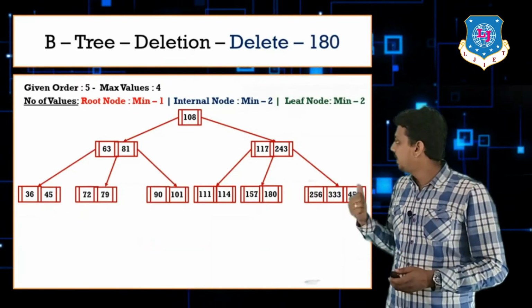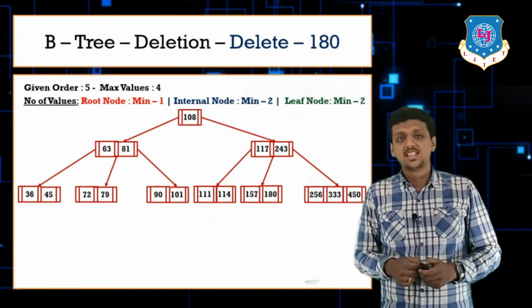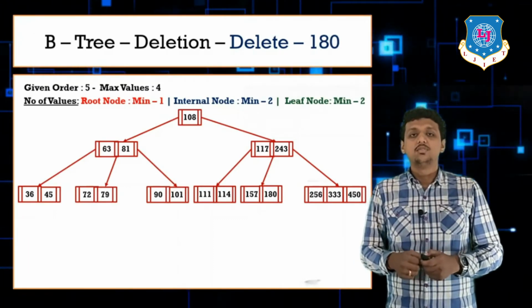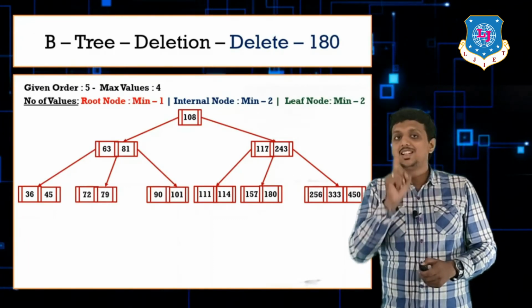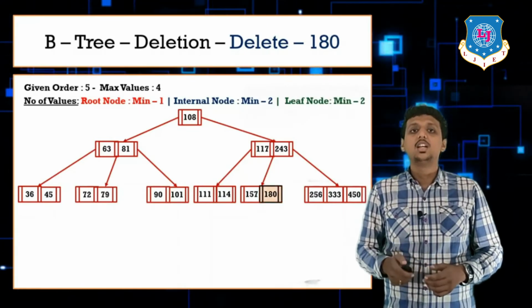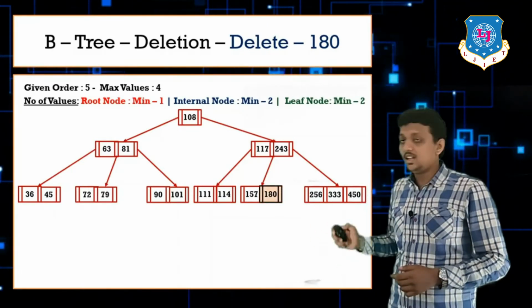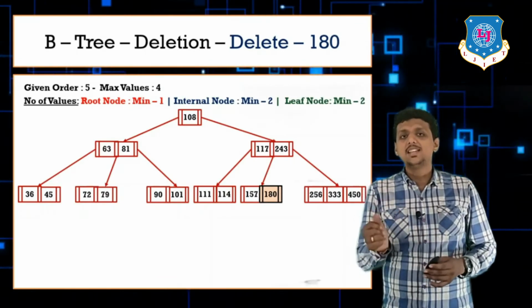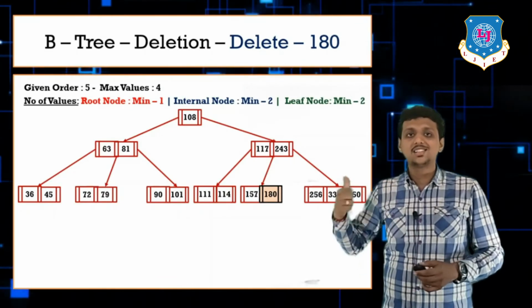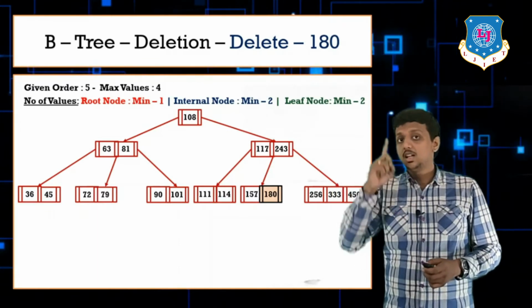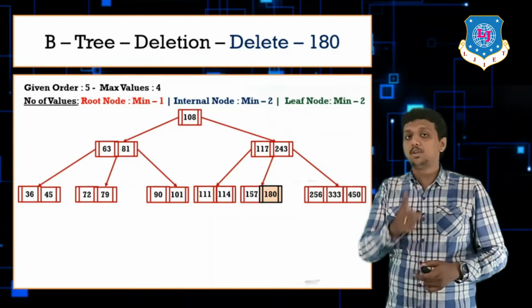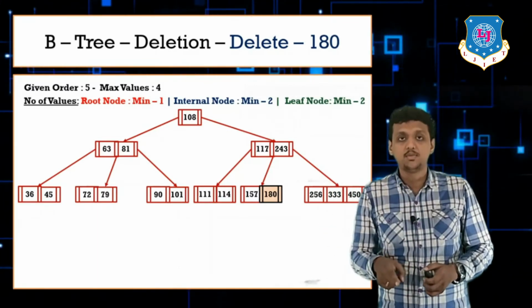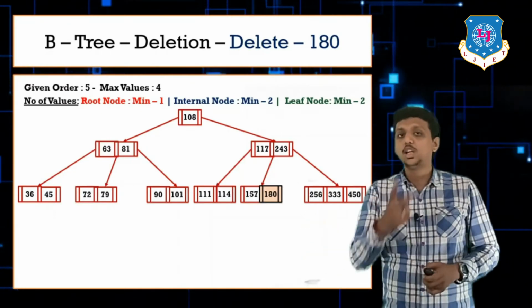Next we want to delete 180. See, next we want to delete 180. Students, it is a leaf node. So here 180 is in a leaf node. So what I need to do is the same as the first operation. This is case number 1. But here the leaf node contains the minimum number of values. It does not contain more than the minimum number of key values. It contains only 2 values.